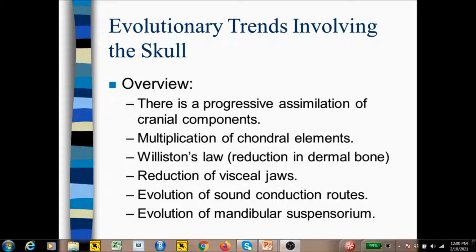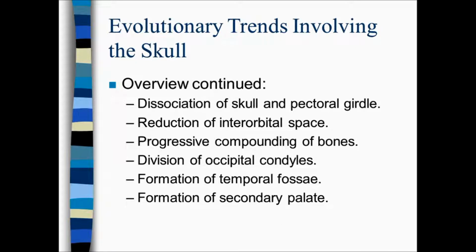The other thing that I want to talk about is the dissociation of the skull and the pectoral girdle. So the pectoral girdle becomes unhooked from the skull. There's also a reduction of the interorbital space. There's some compounding of bone. I don't care too much about that at this point. But also there's this division of the occipital condyles.